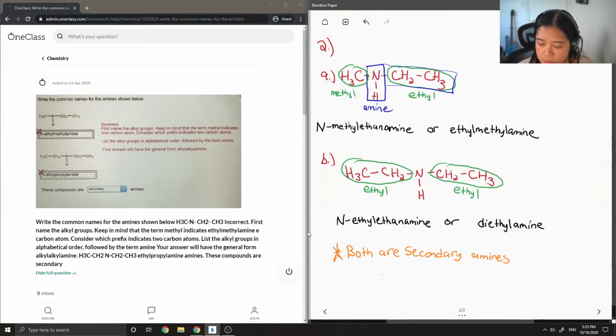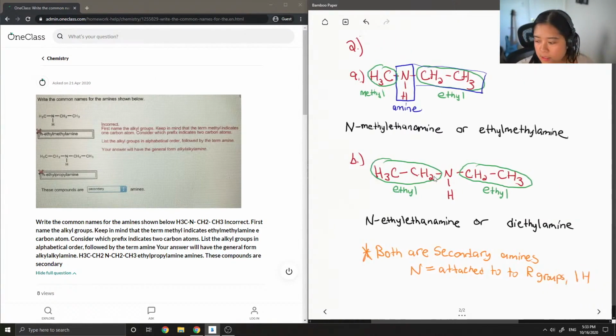So this just means their N is attached. Totally spelled that wrong. Attached to 2 R groups, 1 hydrogen.